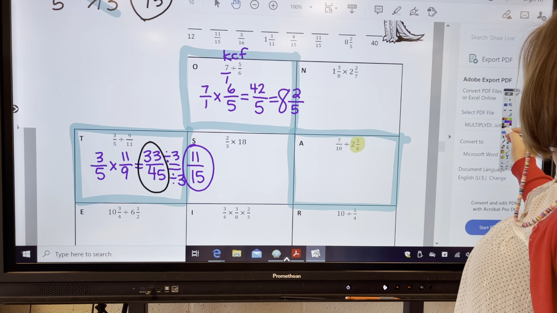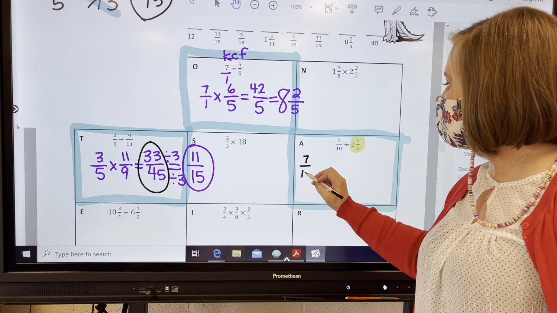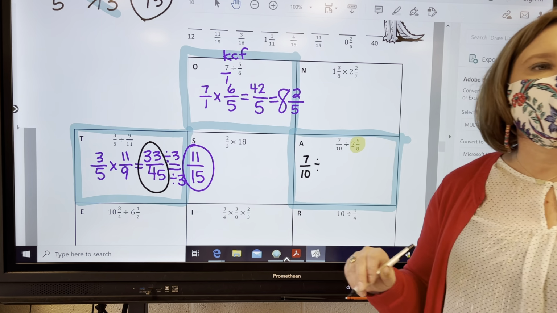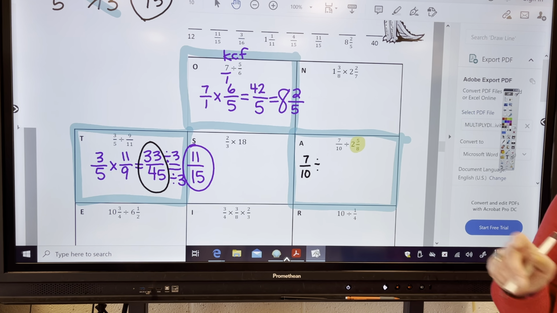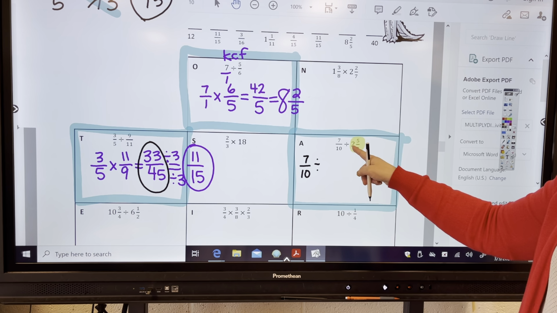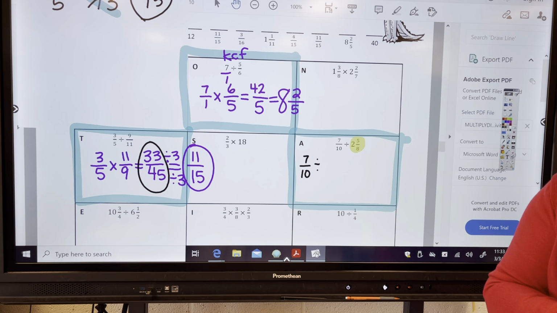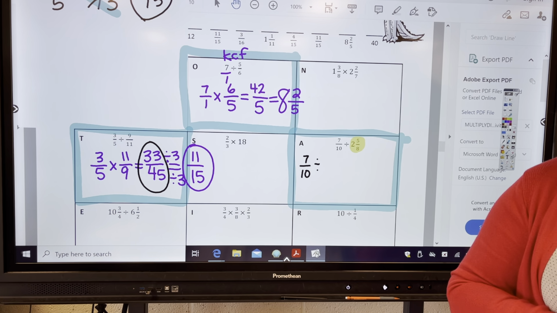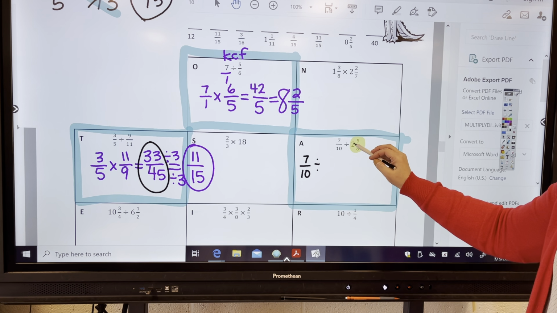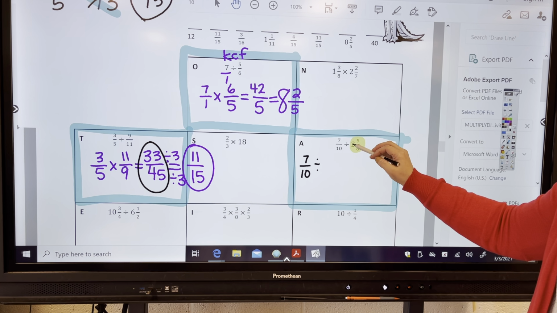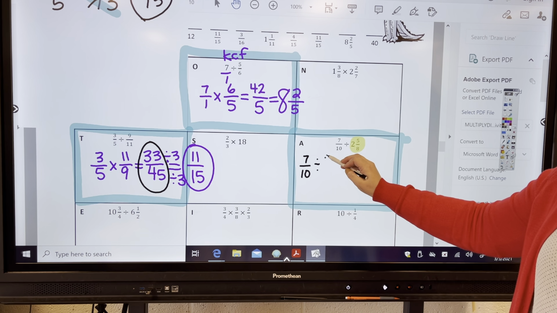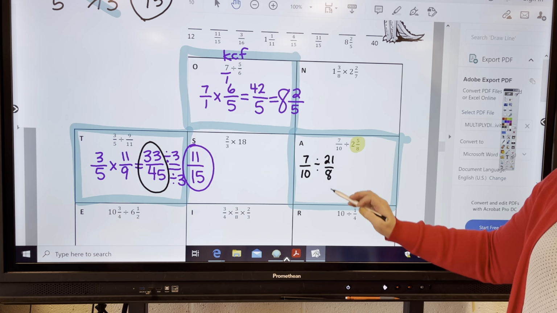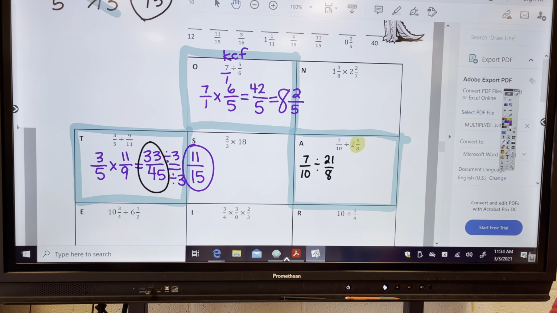So we're going to have 7/10 divided by, CJ, are you with me? Why are we dividing? Because I can't change it yet, because I've got to change that mixed number to an improper fraction. 8 times 2 is, plus 5 is, now what can I do?